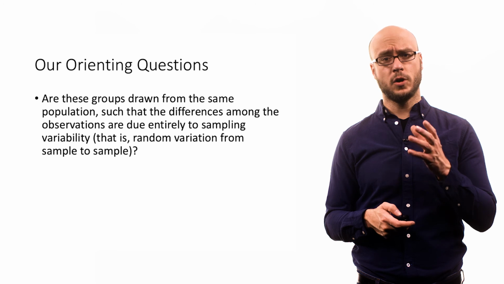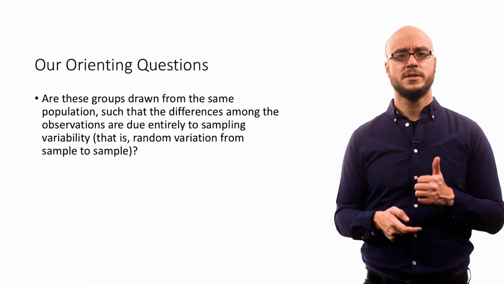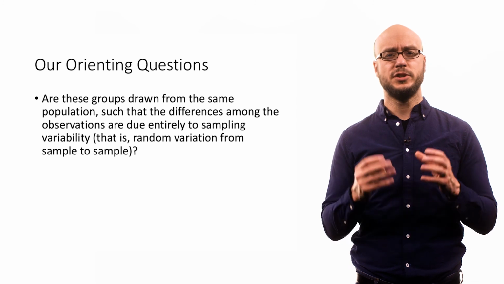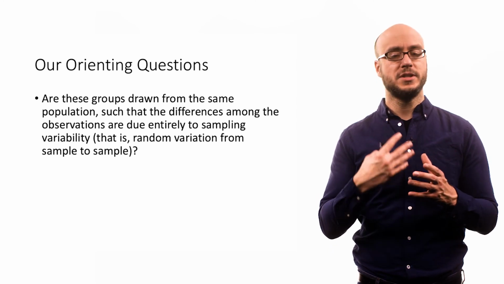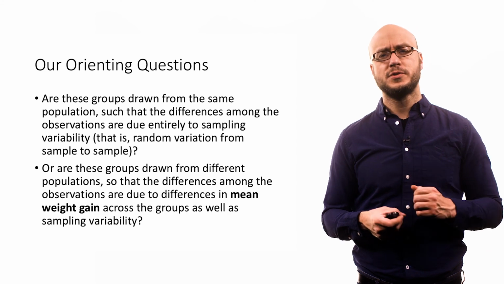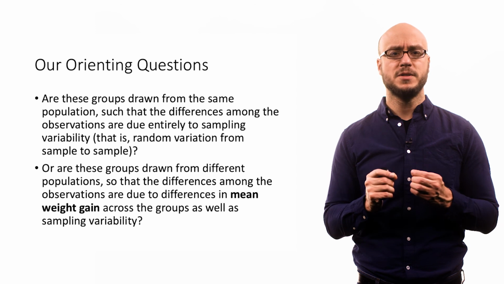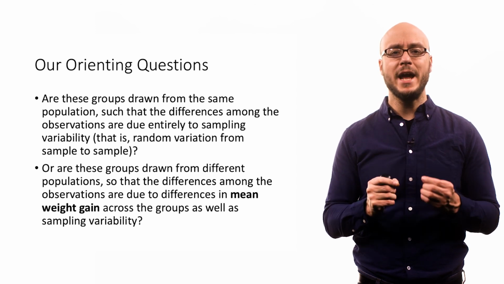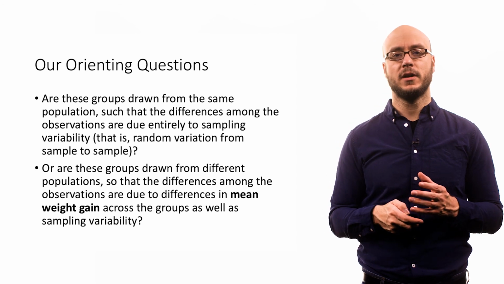Now let's think about our orienting questions. Are these groups drawn from the same population, such that the differences among the observations are due entirely to sampling variability, that is, random variation from sample to sample? Or are these groups drawn from different populations so that the differences among the observations are due to differences in mean weight gain across the groups as well as sampling variability?